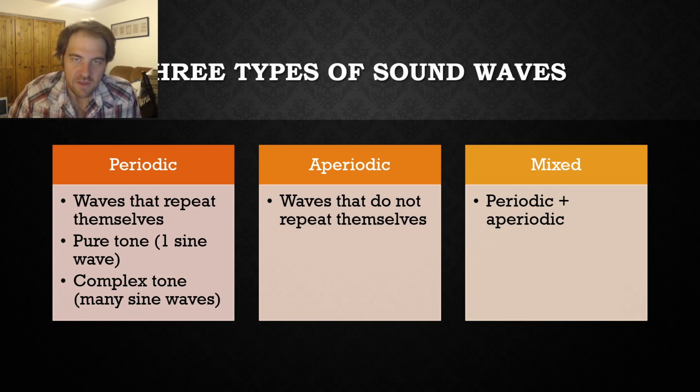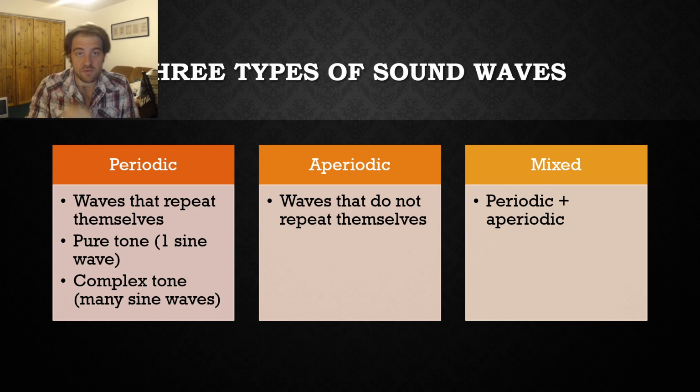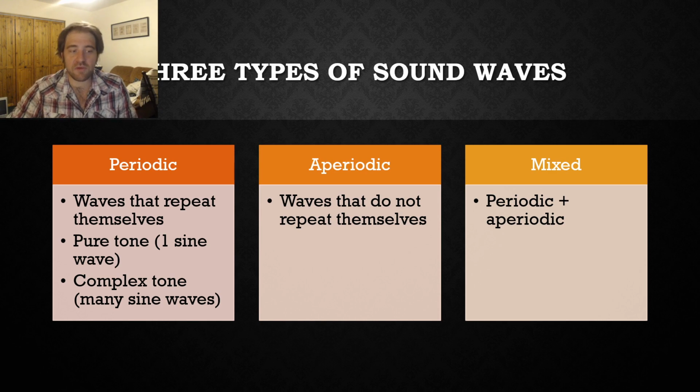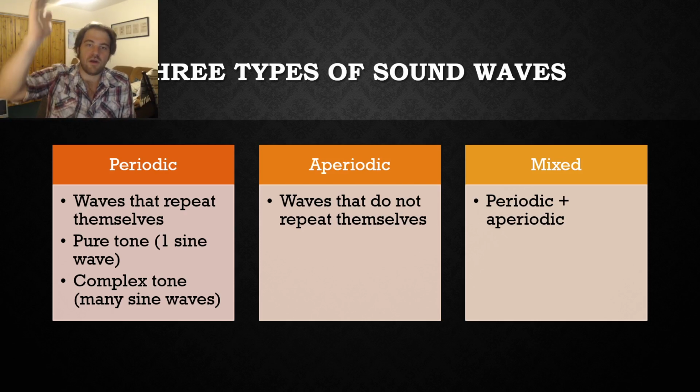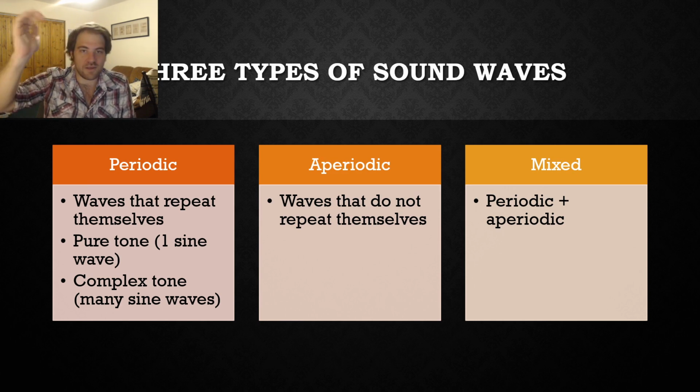Okay, so first we should talk about different types of waves. I know we just talked all about waves, but here are three different types. So we've got a periodic wave, which I talked about a lot in the last set of slides. Those are waves that repeat themselves, periodic, right? It'll start over periodically, essentially, is what it's saying.